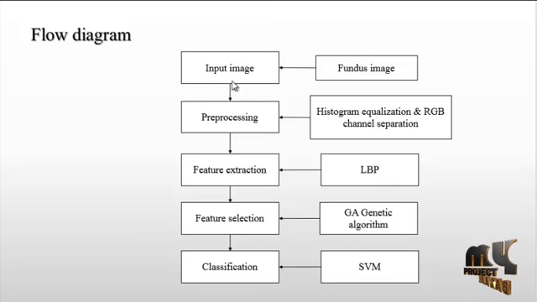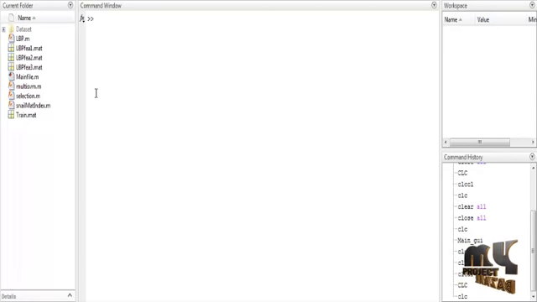The important main modules are input, pre-processing, feature extraction, feature selection and classification. These are the important modules, and this is the overall flow diagram of the process. Now let us discuss the running procedure for the process.